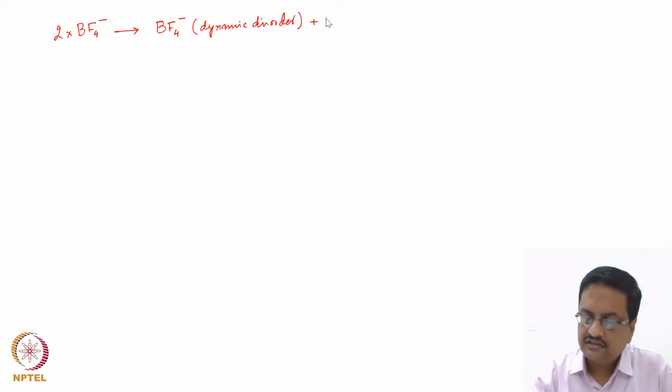So let us take the example of a BF4 minus ion, where you have two such BF4 ions. One BF4 minus ion has a dynamic disorder, and one has a static disorder.